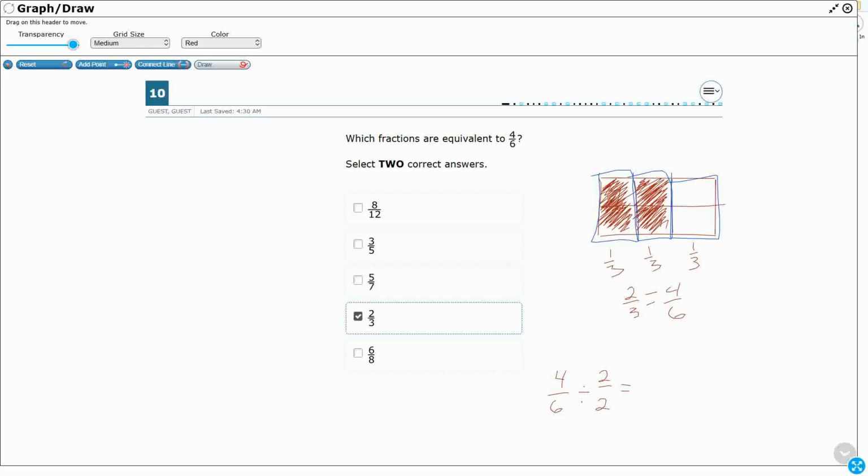And so 4 divided by 2 is 2, 6 divided by 2 is 3. This works because 2 over 2 equals 1. So when you're multiplying or dividing by 1, you're not changing the number, you're just making it look different. Now, we turn that into 2/3.